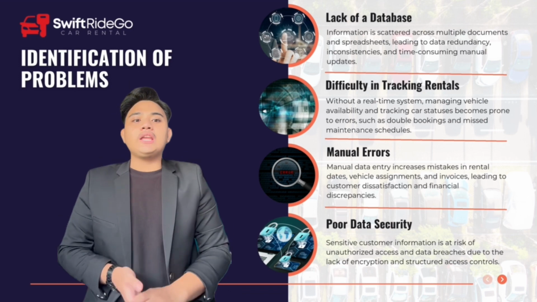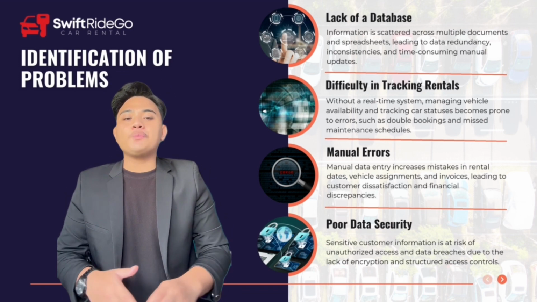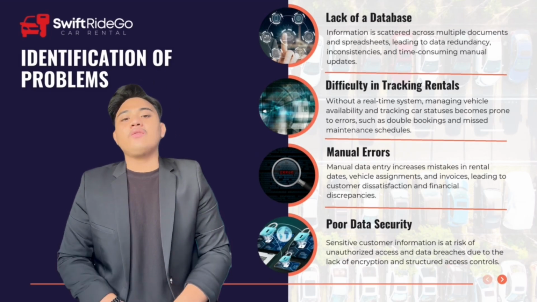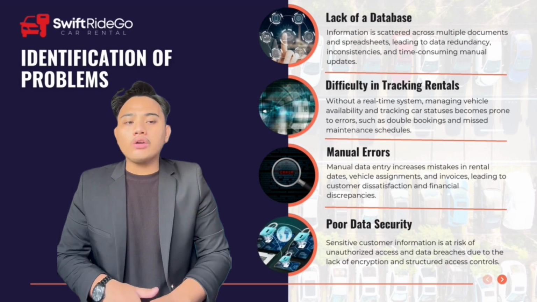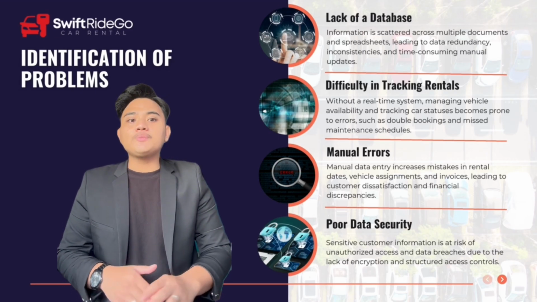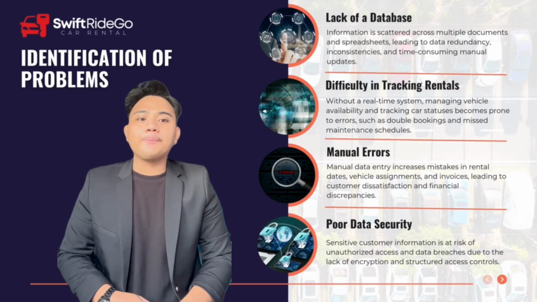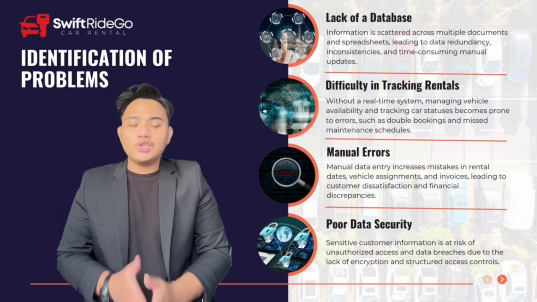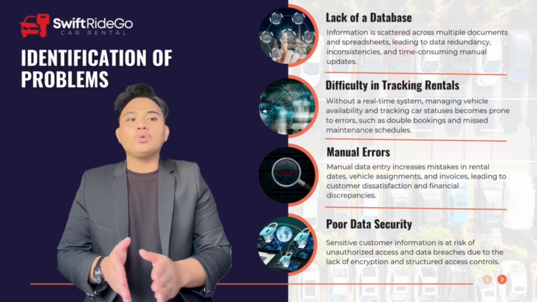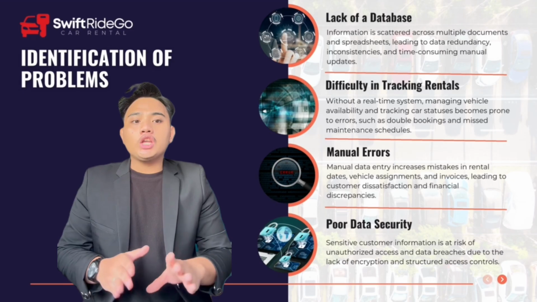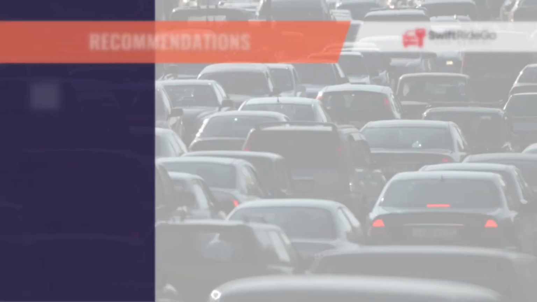Lastly, there is a risk of poor security in handling customer data. Without encryption or access control, sensitive information like personal identification and payment details is vulnerable to unauthorized access. This poses a serious risk to the company's reputation and compliance with data protection standards. To address this issue, implementing a robust database system is crucial for Swift Right Go to streamline its operation, ensure data consistency, and enhance overall efficiency.